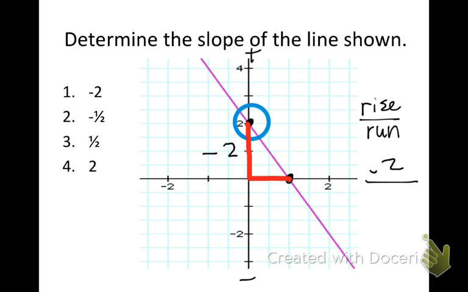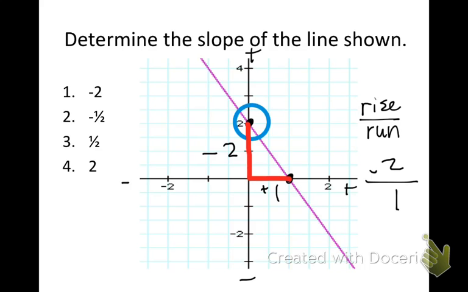Remember, on the x-axis, negative numbers are to the left, positive numbers are to the right. So it must be a positive 1. So my rise was -2, my run, +1. So in terms of rise over run, -2 over 1. That doesn't look like something I've got over there as an answer choice. I've got -2, -1/2, 1/2, and 2.